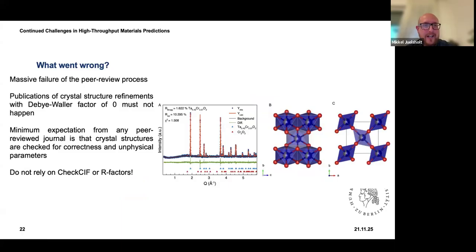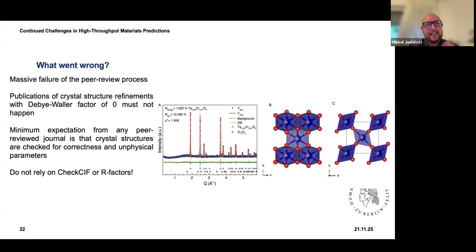The biggest problem, which I always want to call out when I talk about this, is that this is a really huge failure of the peer review, because a minimum expectation from any peer-reviewed journal is that the crystal structure is checked for correctness and physicality. So it's not enough to look at the R factors. I also ran this CIF file reported in the Nature paper through CheckCIF, which, if people don't know what that is, is a program by the International Union of Crystallography, developed exactly to check if CIF files are real and physical and these kinds of things. And CheckCIF actually doesn't catch this mistake.